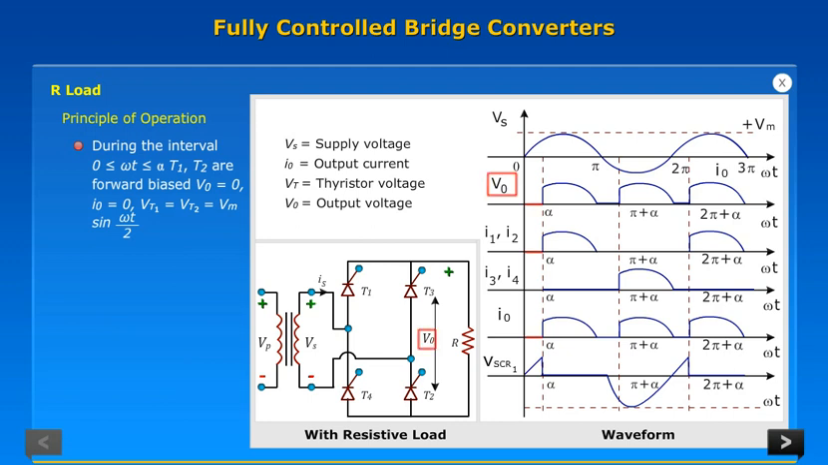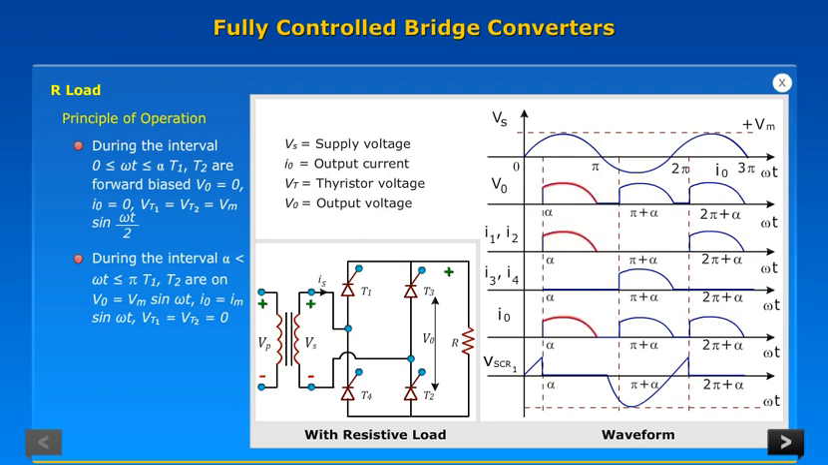During the interval 0 ≤ ωt ≤ α, T1, T2 are forward biased. V0 = 0, I0 = 0, VT1 = VT2 = Vm sin ωt / 2.